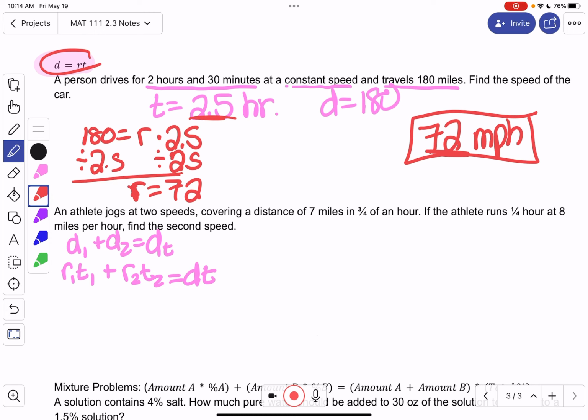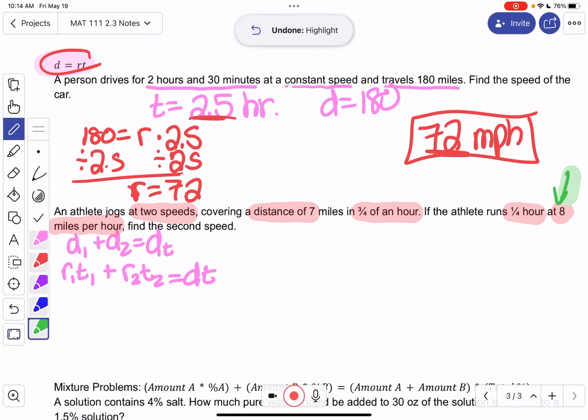An athlete jogs at 2 speeds, covering a distance of 7 miles in 3/4 of an hour. If he runs 1/4 hour at 8 miles per hour, find the second speed. So, do we know the first speed? Yes, the first speed is 8 miles an hour. So I'm going to put 8 there. The first time is 1/4 of an hour. So 1/4. Do we know the second speed? No, that's what we're looking for. Do we know the second time?